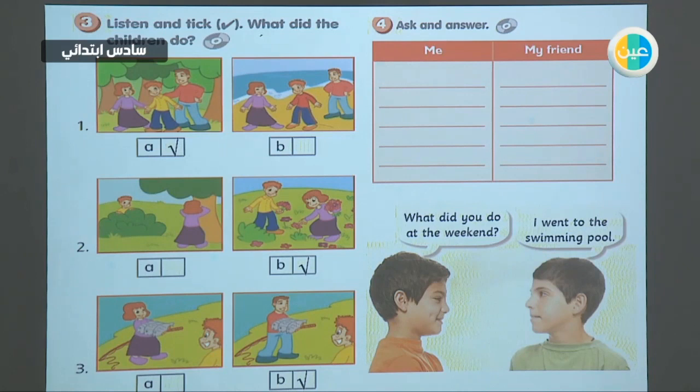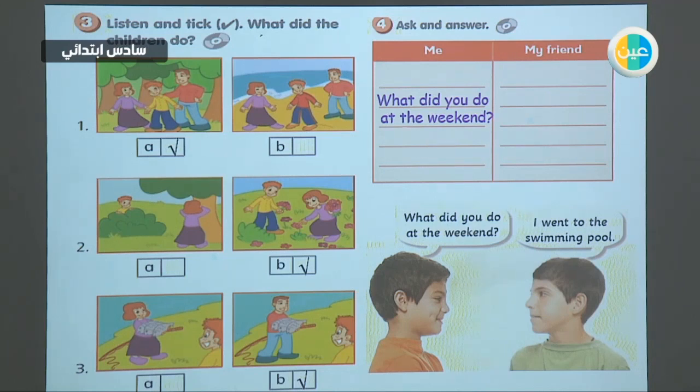Okay, so what about you? What did you do at the weekend? What did you do at the weekend? You can write your question here when you ask. What did you do at the weekend? And then again, when your friend asks you, you write the answer down, okay?